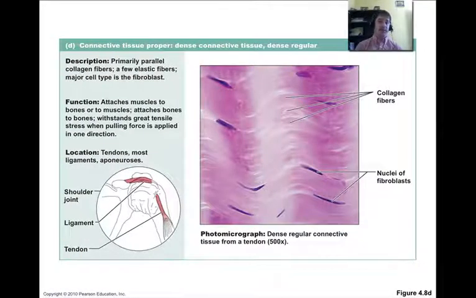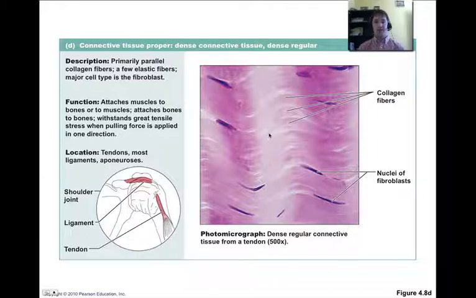Now we're getting into the dense connective tissues. So this is an example of dense regular connective tissue. The fibers are mostly primary parallel, moving in this one direction parallel to each other, collagen fibers, sometimes a few elastic fibers, and the major cell type here is the fibroblast, which secretes these fibers.